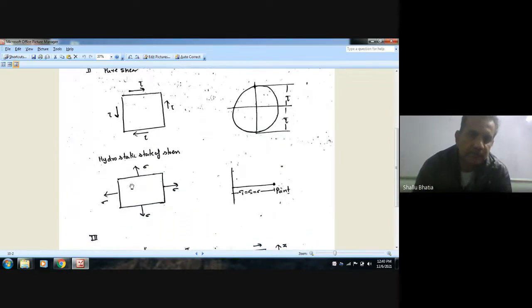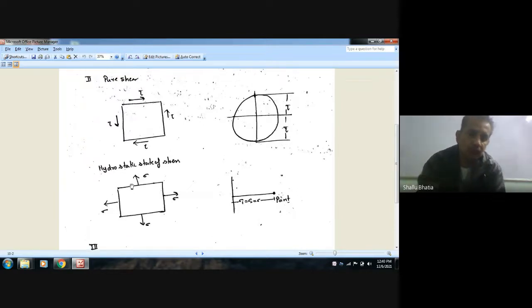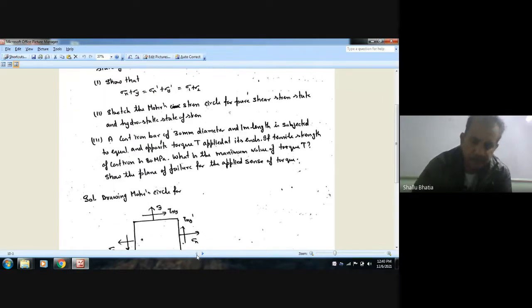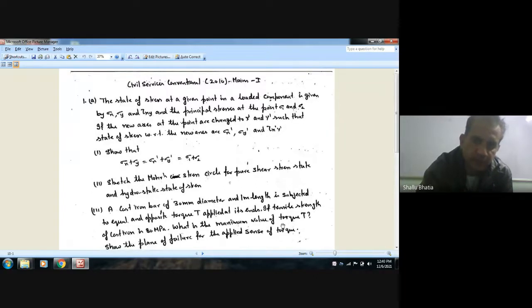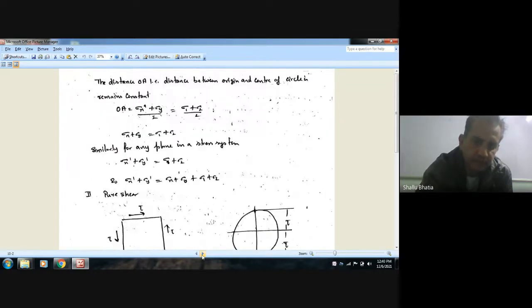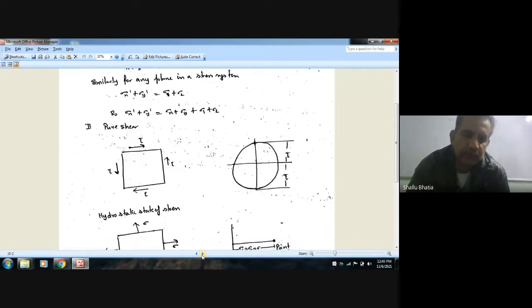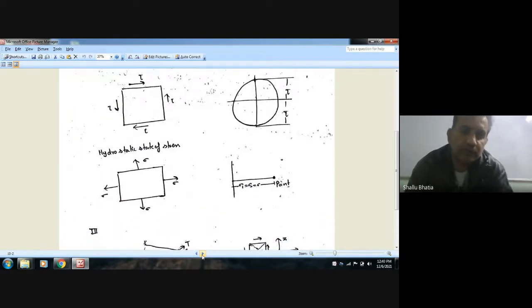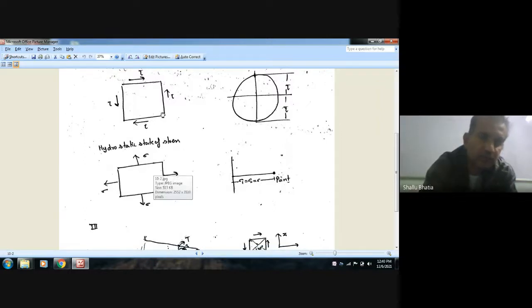So next is pure shear. We have to draw the Mohr circle for pure shear and hydrostatic stress. In pure shear, only shear stress is acting on perpendicular planes. So this is the case of pure shear. Now we take this plane. The stress acting on this plane is anticlockwise, so it will be downward. There is no normal stress, so this is the final point. And now if we take this plane, the stress acting on this plane is clockwise shear stress.